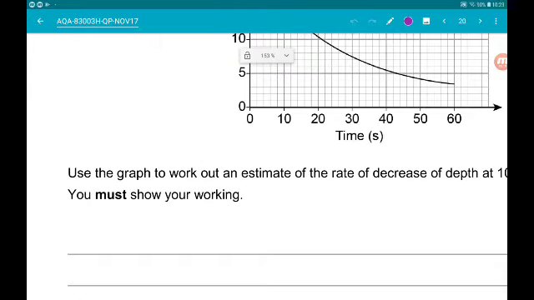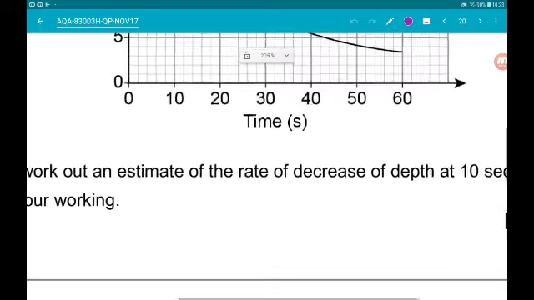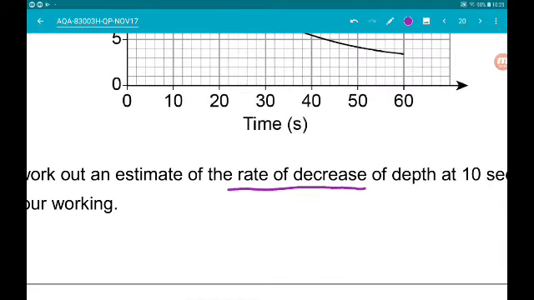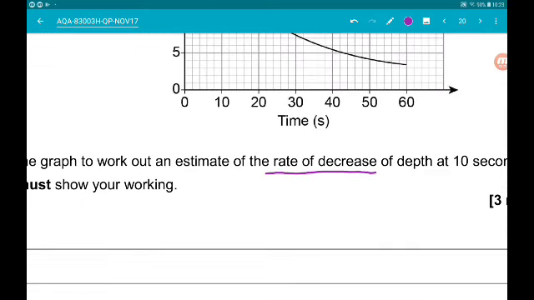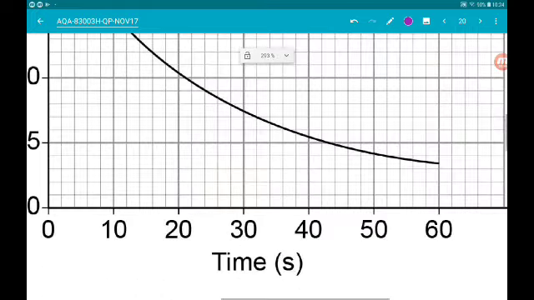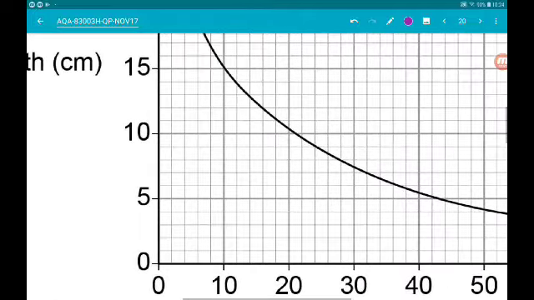Question 1 says to use the graph to work out an estimate for the rate of decrease of depth at 10 seconds. So when you've got a graph and it's curved and you're talking about a rate, we want to know the gradient of the curve at 10 seconds. Gradient is a rate of change. So the way we do this is we draw a tangent to the curve at 10 seconds.